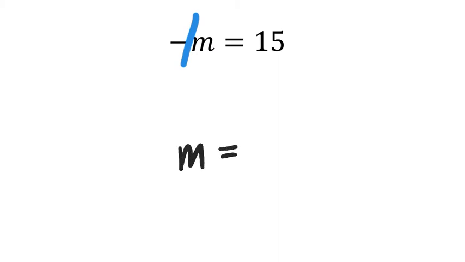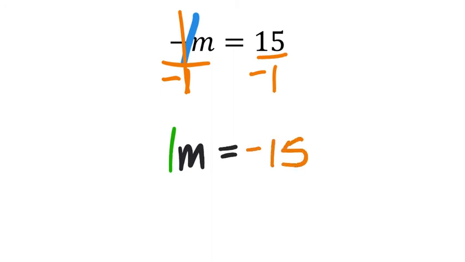We just want it to be m, or positive 1m. It's a big difference. How do you make anything a 1? Hey, just divide it by itself. So negative 1 divided by negative 1, that's 1. So 15 divided by negative 1, you can put that in the calculator if you need to. It's negative 15, though. Can you check this?